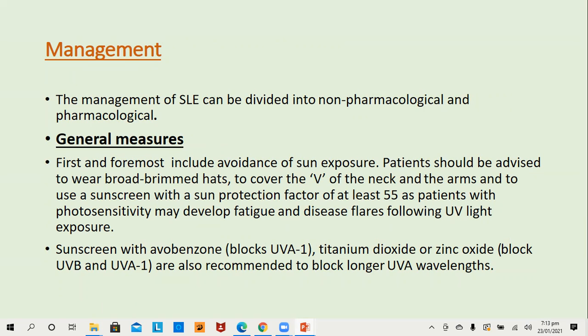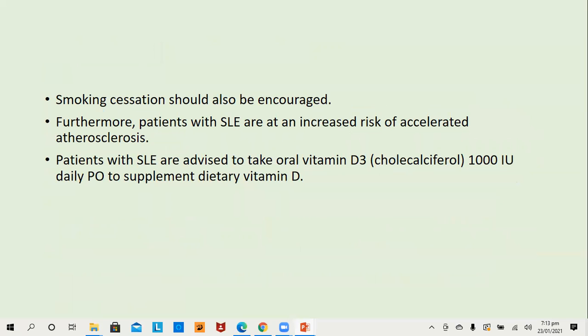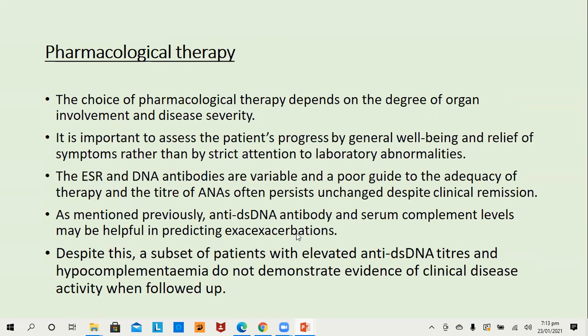Sunscreens with avobenzone block UVA1, and titanium dioxide or zinc block UVB and UVA1, and are recommended to block the longer UVA wavelengths. Smoking cessation should be encouraged because smoking always exacerbates the disease. Furthermore, patients with SLE have an increased risk of accelerated atherosclerosis. Patients with SLE are advised to take oral vitamin D3, 1,000 international units daily, to supplement the dietary vitamin D requirements.